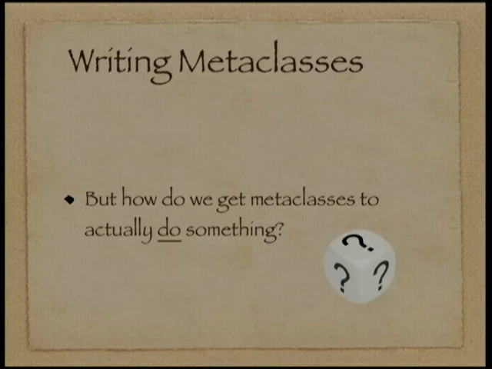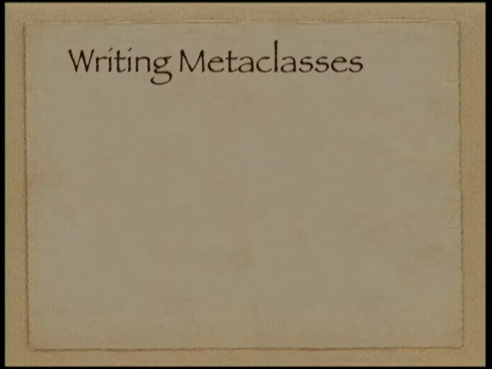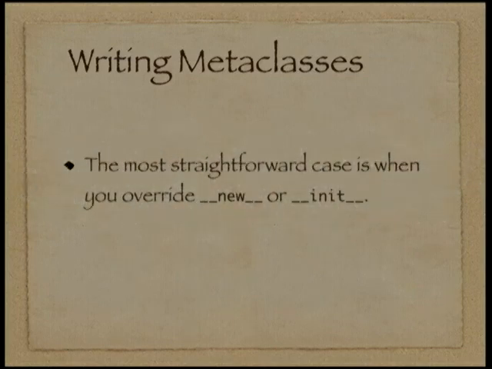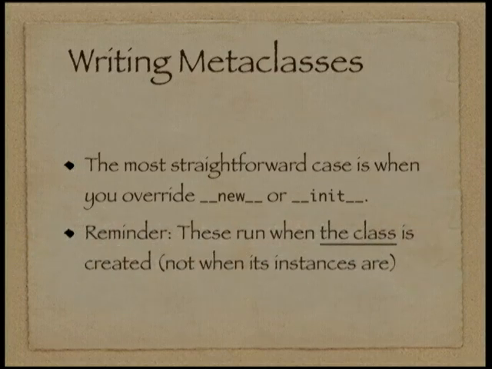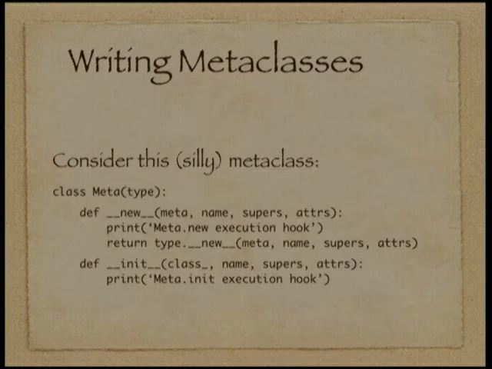Now we just have to cover how in the world we got our metaclasses to do something. The most straightforward case, and the most common case for a metaclass, is actually overriding that dunder new and dunder init method that I talked about earlier. These are the things that run when a class is created. And if you override them, then you get special behavior. Remember, these run when the class is created, not the instances. So if I were to assign this metaclass to one of my final classes, when the class declaration ran, it would print these statements out to my console or wherever my print statements were going. Or if you're using mod_wsgi, it will throw an error saying that you're not allowed to use print.